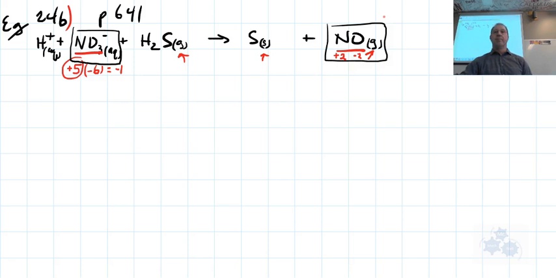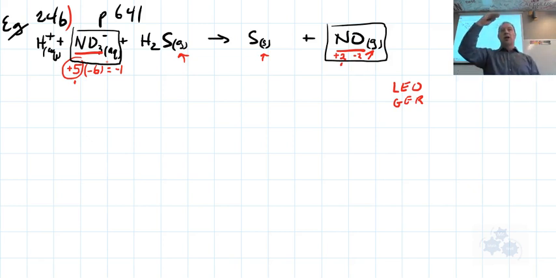Okay, so let's review. Lose electrons is oxidation. Gain electrons is reduction. This goes from a +5 to a +2. So it's actually gaining which one? Electrons. Yeah, it's gaining electrons, so it's reduction. The other thing you look at is just the charge itself, or the oxidation state. If it goes from +5 down to +2, that charge is being reduced. So that's a reduction. You can look at it that way too.